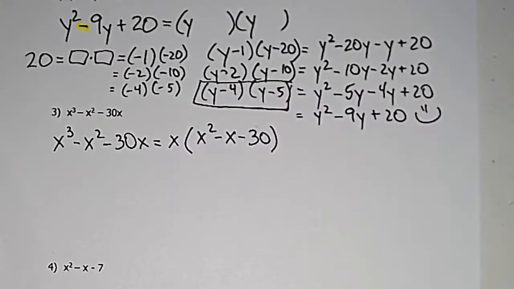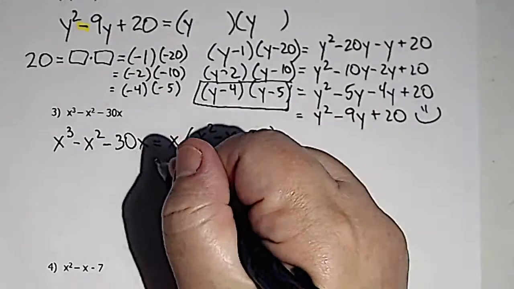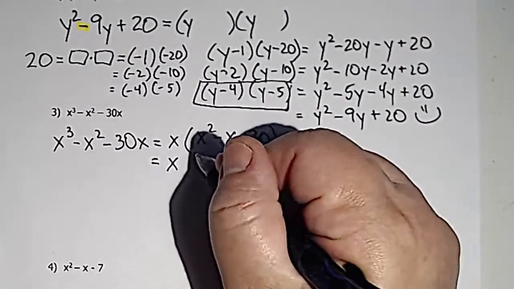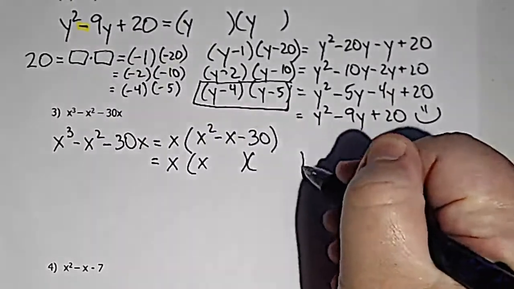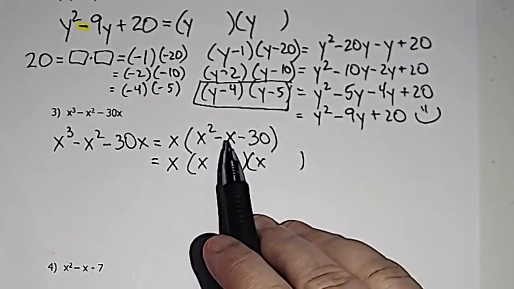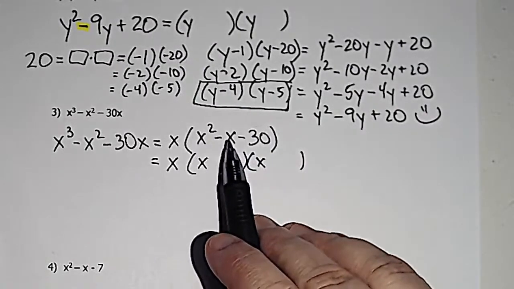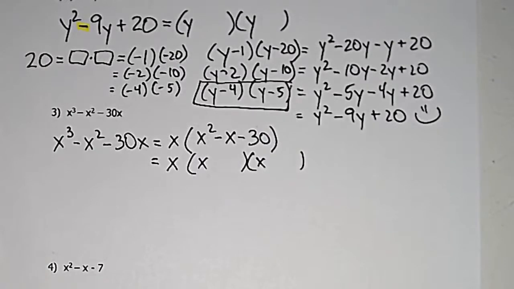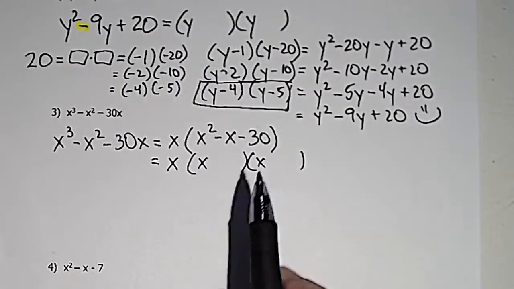So if you do see any common factors, factor them out to begin with. It's going to make everything a lot easier. Having said that, then I've got this x that comes along with it, and then a couple of x factors, because again, this is a trinomial, x squared, x, constant. And so I'm going to factor it as x and x.